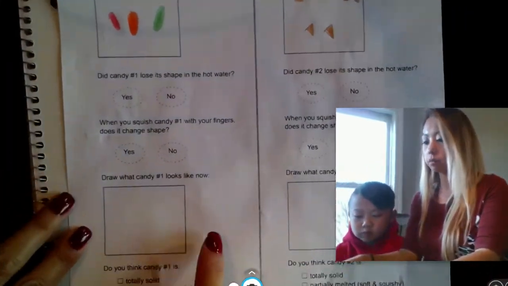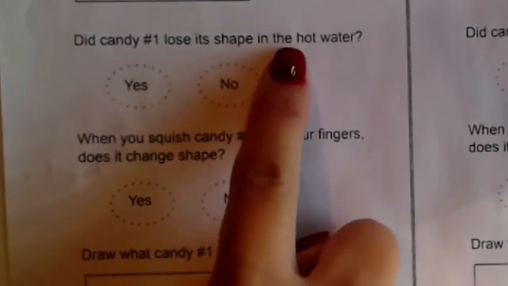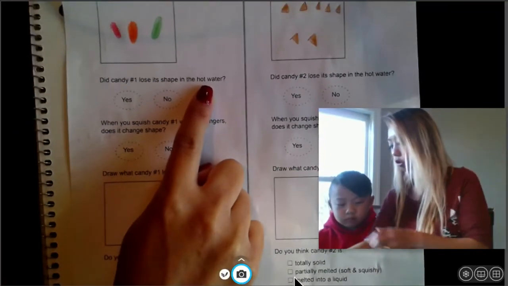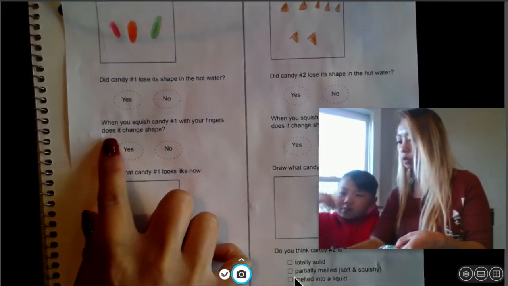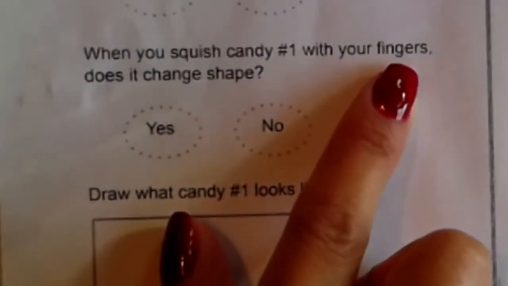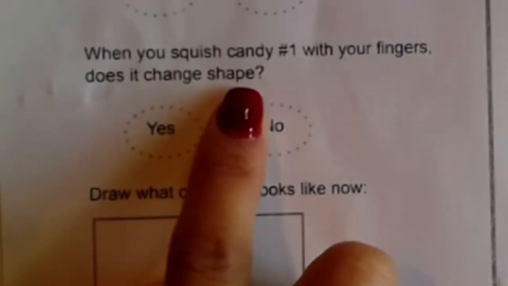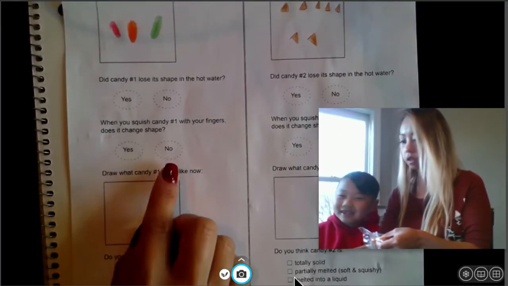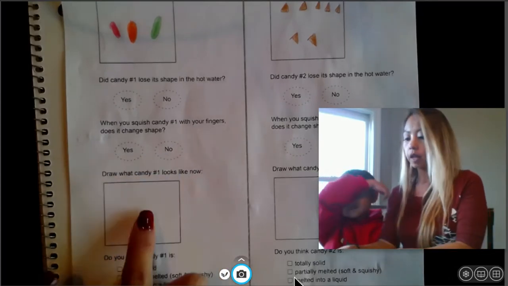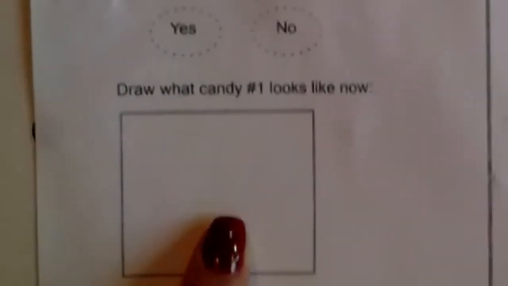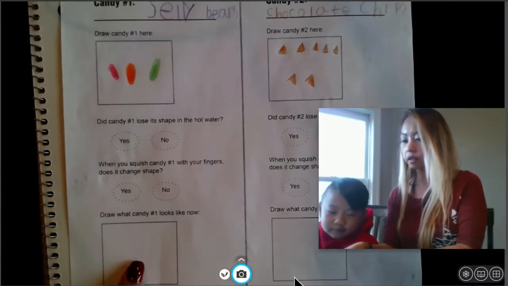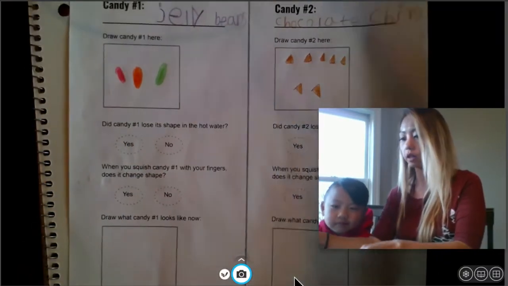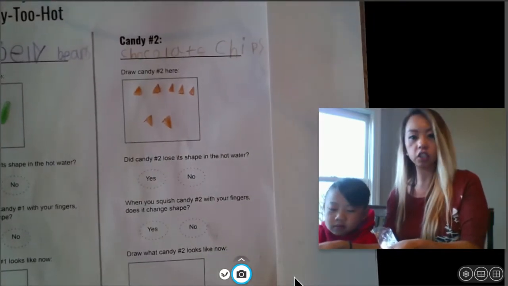Ashton is going to take some time now. It says, did the candy lose its shape in the hot water? Did it lose its shape? Yes or no? No. So he's going to circle no. And then the next one says, when you squish the candy with your fingers, does it change shape? Did it change shape when you squished it with your fingers? He's also going to write no. And then on the bottom, he is going to draw. Do you think your item is going to look the same, your jelly beans? Yes, because it didn't melt. It didn't do anything. We're now going to look at chocolate chips, okay?